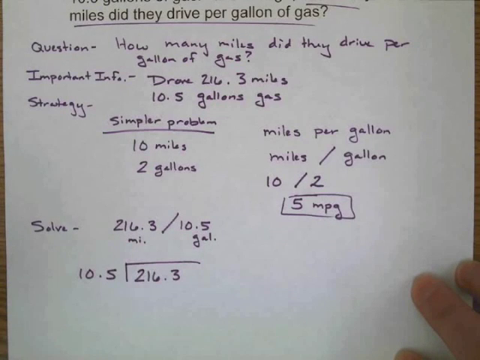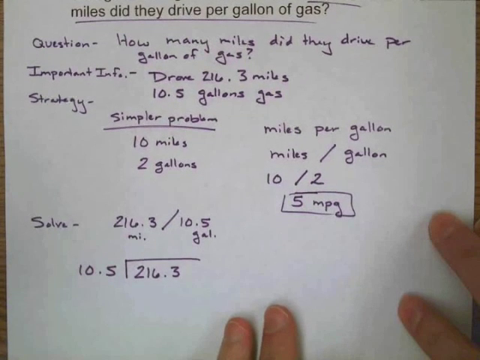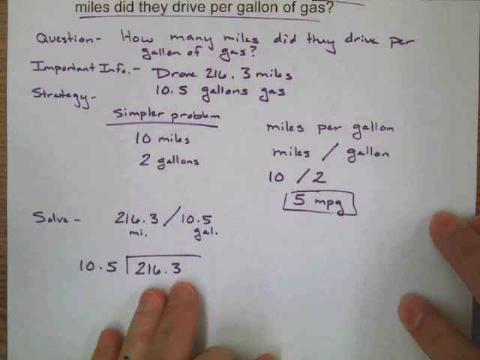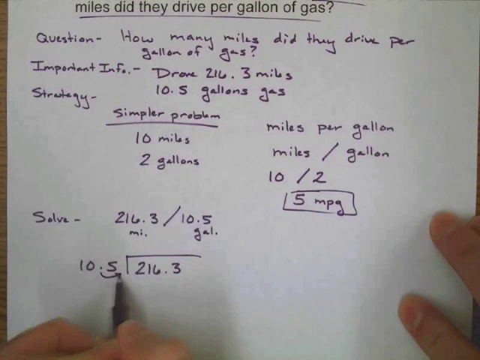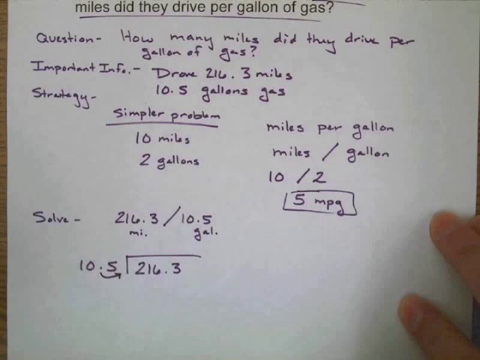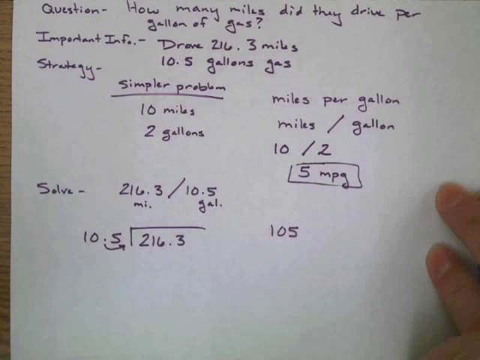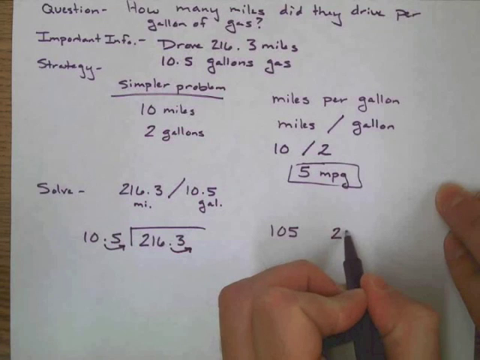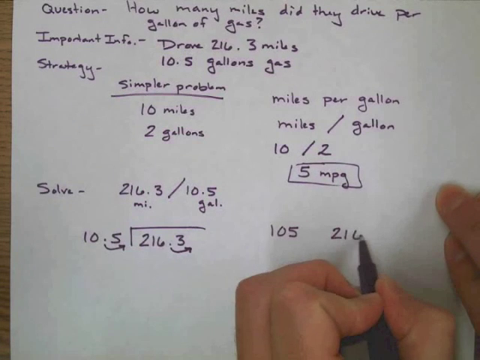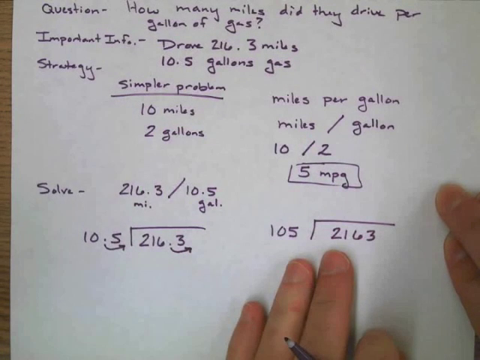Well, now I see that I have a decimal being divided by a decimal, so I need to get this so that I'm dividing this number here by a whole number. That means I need to move this decimal over to the right one place value so that I have 105. And if I do it here, I need to do it here, so I'm going to move this decimal over 1 here, and then I put 2,163. So here's my new problem.